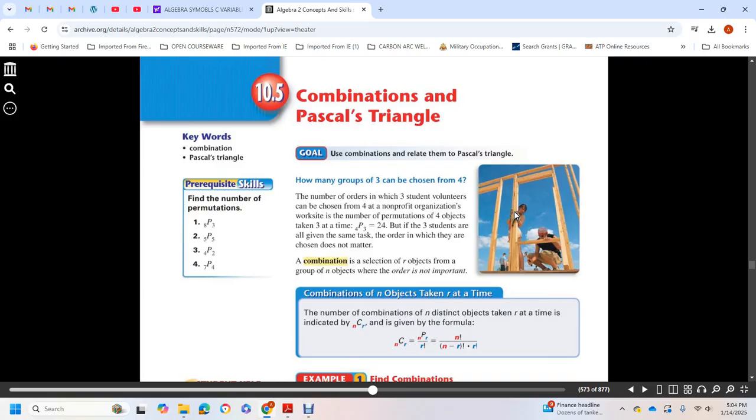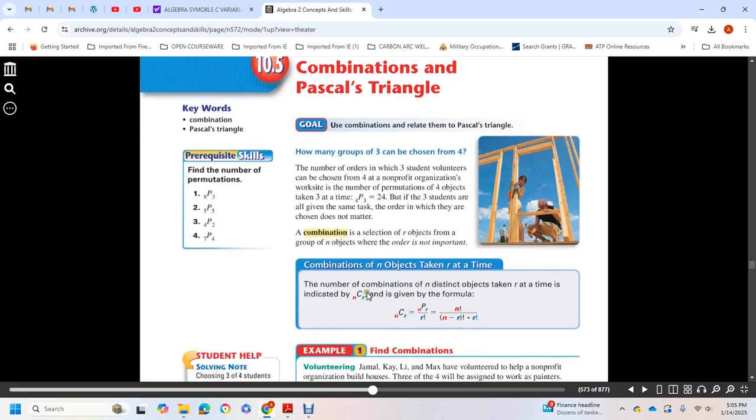If the 3 students are all given the same task, the order in which they are chosen does not matter. A combination is a selection of r objects from a group of n objects where the order is not important. Combinations of n objects taken r at a time: the number of combinations of n distinct objects taken r at a time is indicated with nCr and given by the following formula: nCr is equal to nPr over r factorial, which equals n factorial over n minus r factorial times r factorial.